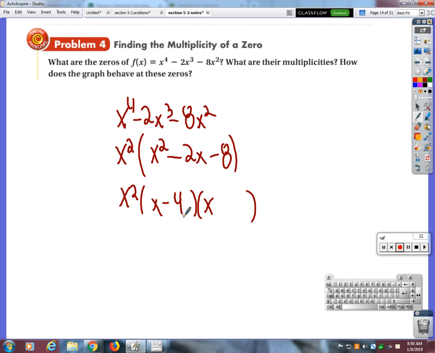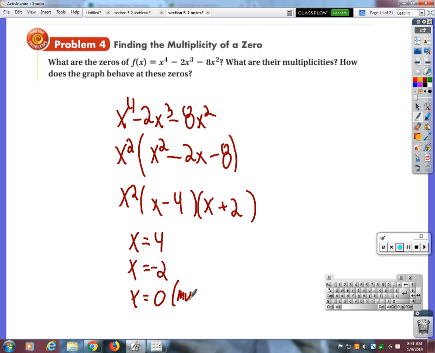Negative 4 and positive 2. Okay, so what are the 3 zeros of this function? What makes this 0? Positive 4. What makes this 0? Negative 2. And then here's the exciting one. What makes this one 0? 0. Okay, but because it is an x squared, that means that answer is going to come up twice.